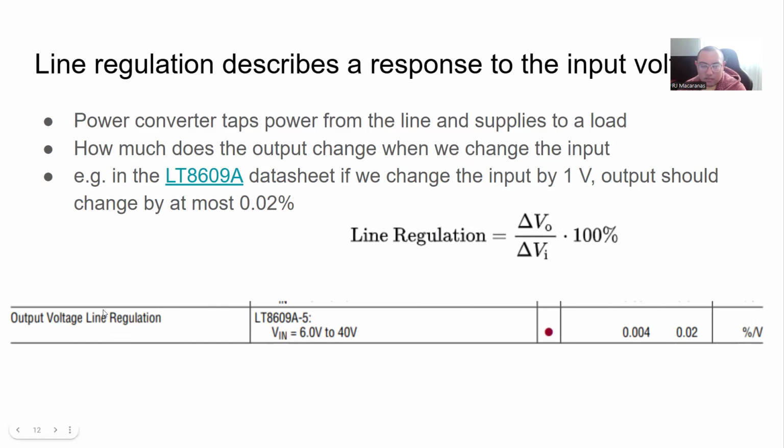And in this case, for the LT8609A, we've got a typical value of 0.004% per volt. So if my input voltage changes by 1 volt all of a sudden, then you can expect the output voltage to change by about 0.004%. Right, so that's a pretty small amount, but it's just something that you should always keep in mind.